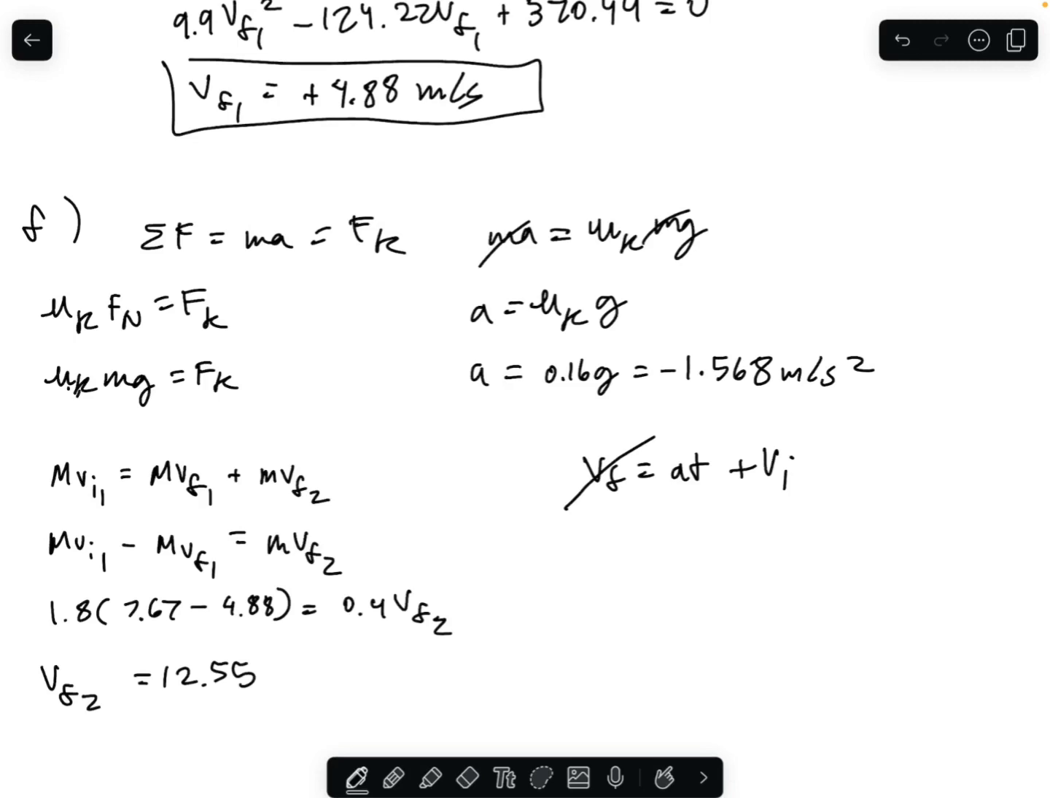So after the collision is 12.55, and for it to come to a stop, that's what we're trying to find a time for. Does that make sense? Yes, we're going to use 12.55. And then acceleration was negative 1.568 to get t, and t is going to be 8 seconds.